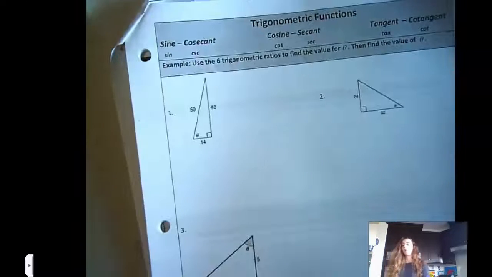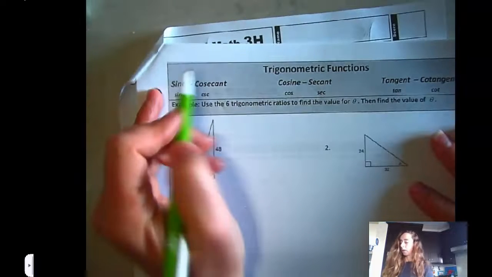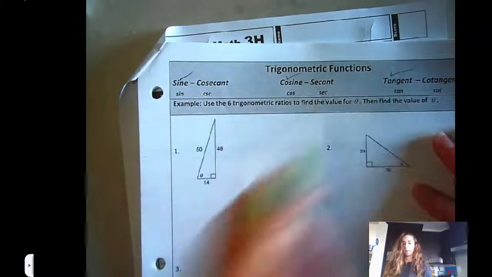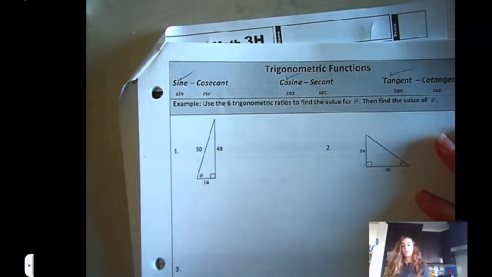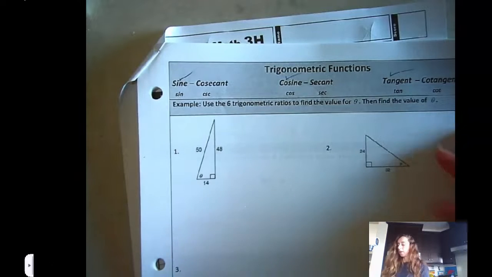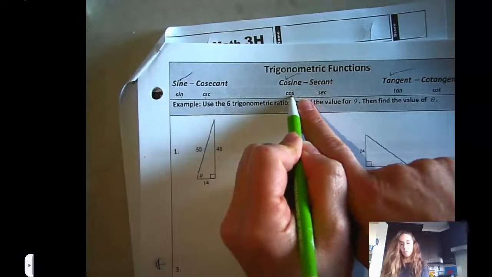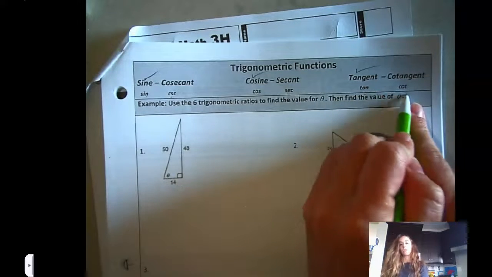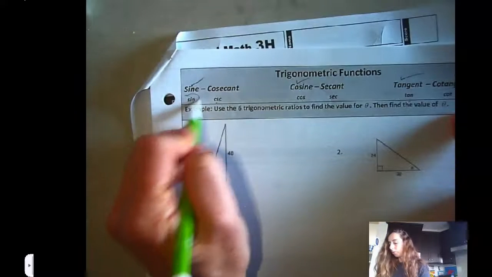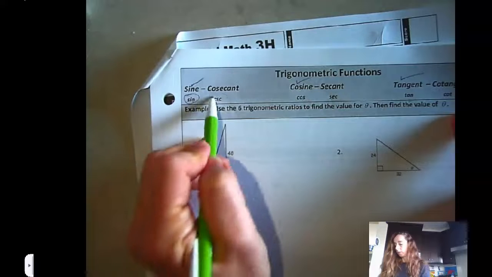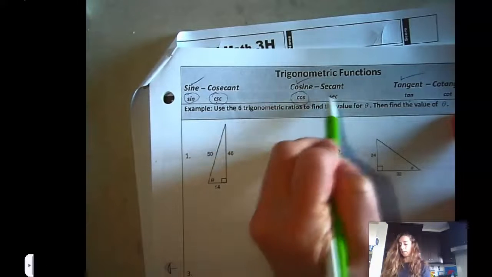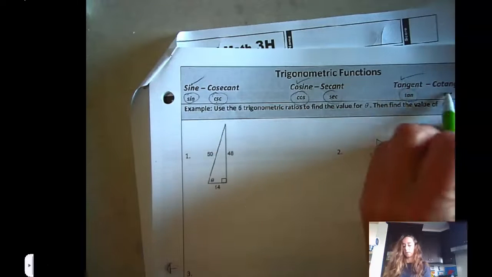All right. So we've learned about sine, cosine, and tan. Now we're going to learn about the inverse. The inverse of sine is cosecant. The inverse of cosine is secant. The inverse of tangent is cotangent. And if you look, I know you say sin, but it's sine, cosecant, cosine, secant, tan, cotan.